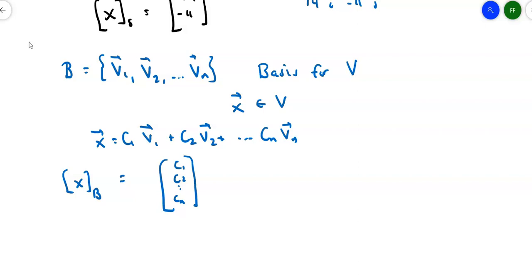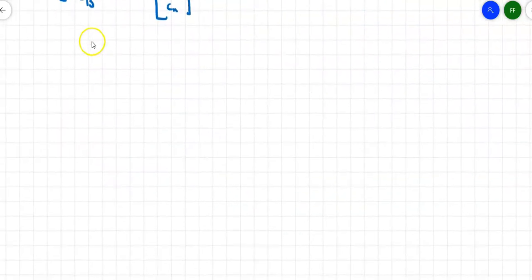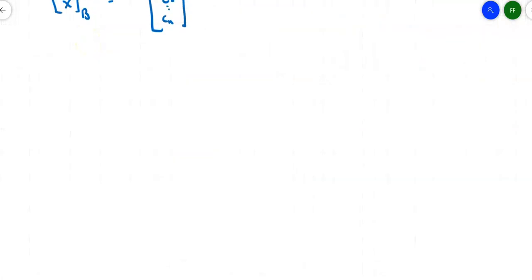Those are the coefficients. All right, let's try an example for something relative to a non-standard basis and see how we do. Suppose I've got a non-standard basis, I'll call it B prime. That's my new basis. My new basis contains two vectors, (2, -4) and (3, 8).